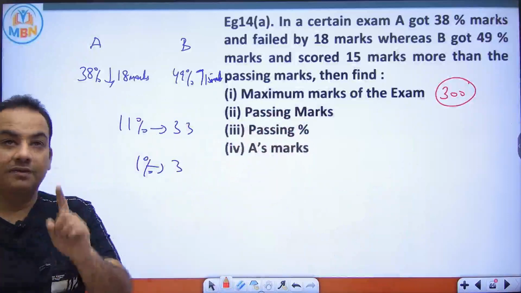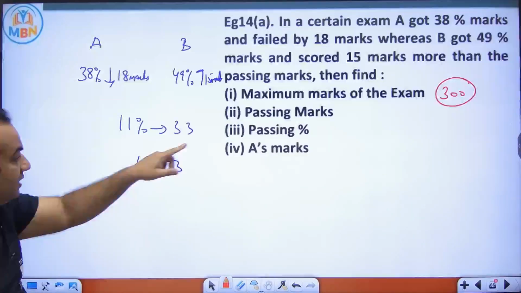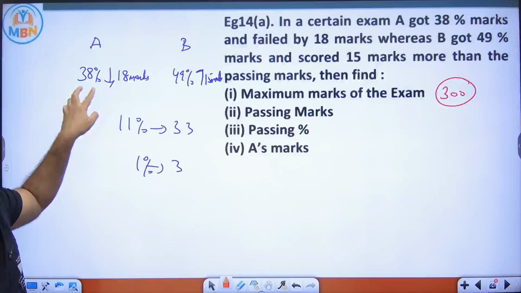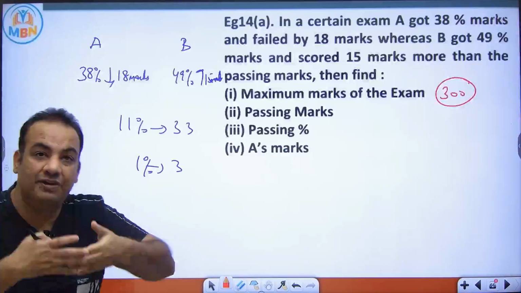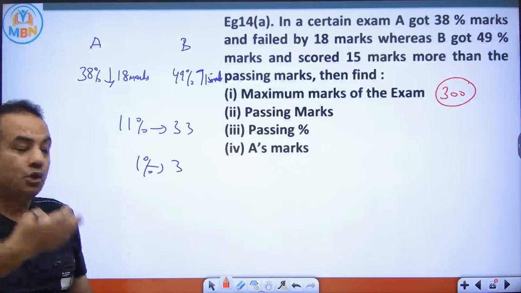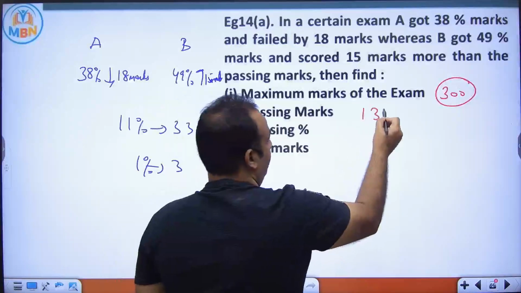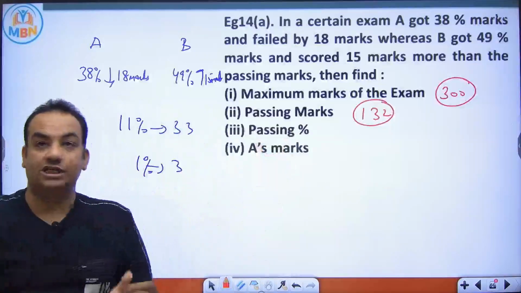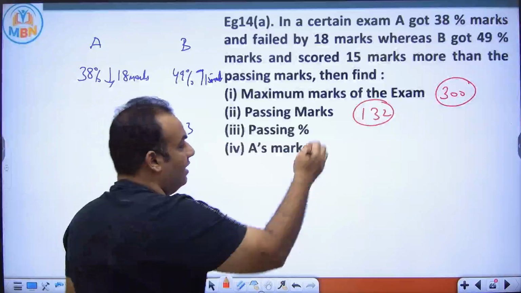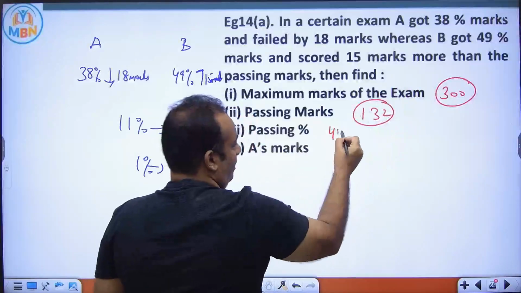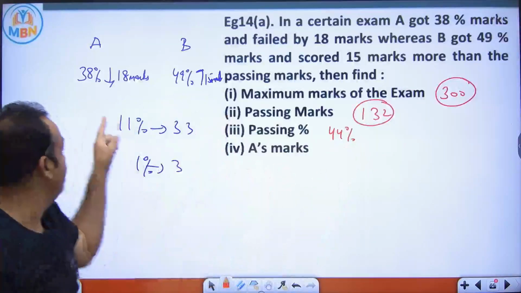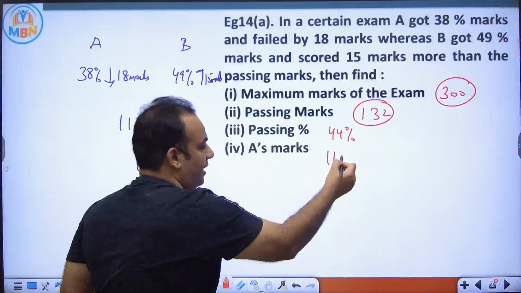Passing marks. The first candidate got 38%. 38% of 300 is 114. But he failed by 18 marks. So if he got 18 marks more, he would have passed. So 114 plus 18, that is 132. What is the passing percentage? 132 out of 300. 132 divided by 300 into 100, 44%. What are A's marks? 38% of 300, that is 114.